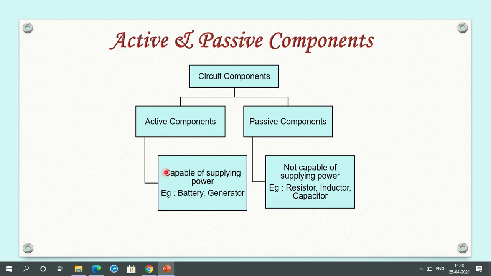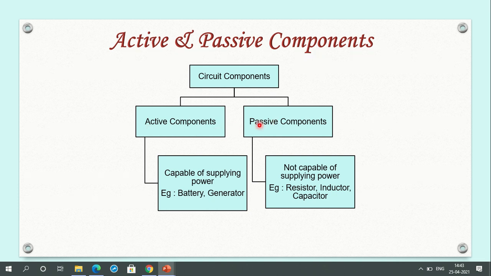Now, what are active components? Active components are, as the name indicates, the components which are capable of supplying power. So these active components can supply power to an electric circuit. For example, battery and generator. If we connect a battery to a circuit, it can supply power. A generator also is capable of supplying power. So they come under the category of active components.